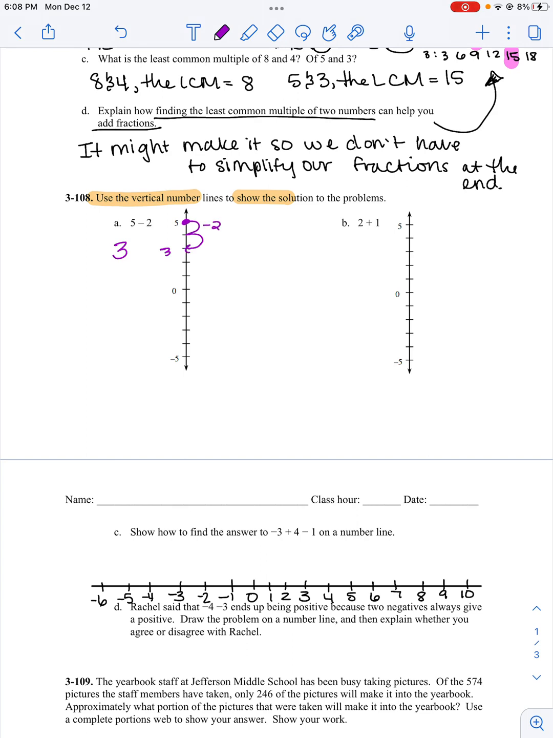2 plus 1. So I find 2, so 1, 2. And I add 1 to get to 3.